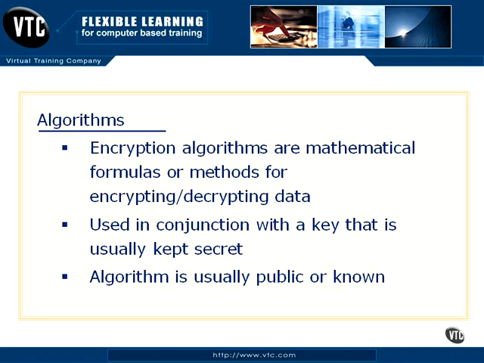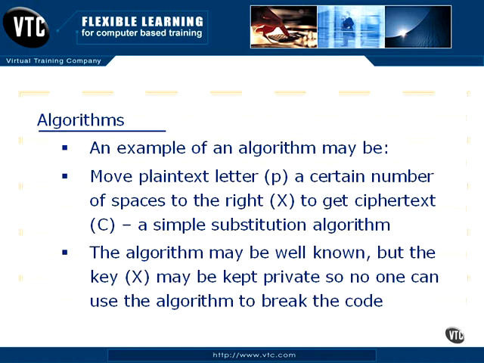Now the key is usually kept a secret. Normally no one knows the key. But the algorithm is usually public or known. As a matter of fact, we want the algorithms to be public or known so that we can vet them or see how strong they are and look for weaknesses. Okay? So the algorithm is usually public. That's not a real big secret. The key is what is secret.